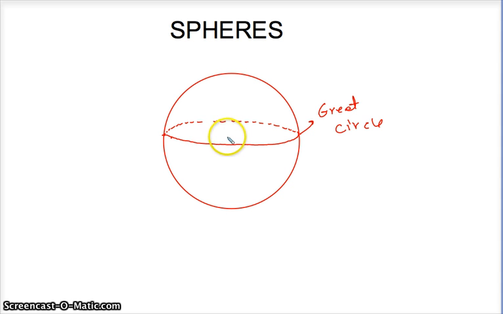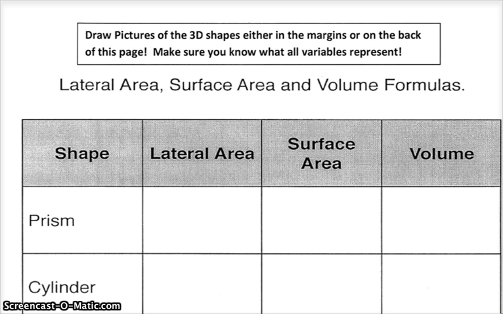Now, the radius of our sphere would go from the center to the edge, just like in a circle. But now we're talking in 3 dimensions. It's going to be very important for each of our formulas to find the radius of your sphere. Let's look at the formulas.